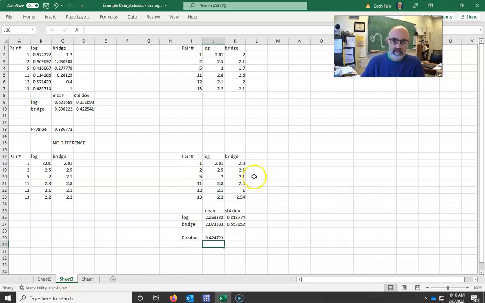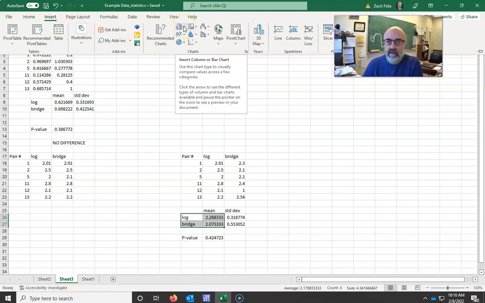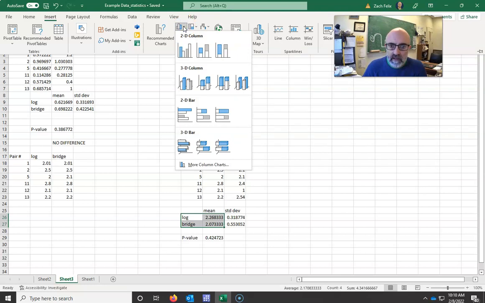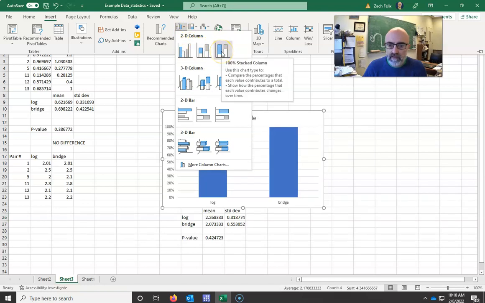Okay, so you are a long ways towards having all of your results done for this experiment. One more thing is to make a graph. We'll make a graph for this data down here, and the way you're going to do that is you are going to highlight your 2 treatments, log and bridge, and you're going to highlight your averages. You're going to go to insert, and you can do recommended charts if you want. I just go right up here to bar chart, and then you can play around with this however you like to do it.